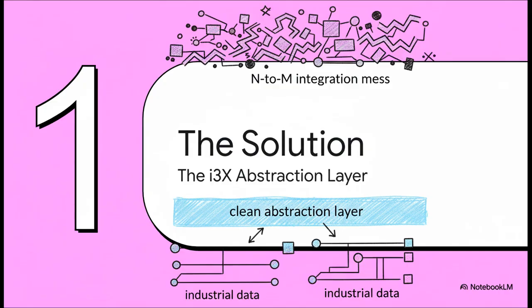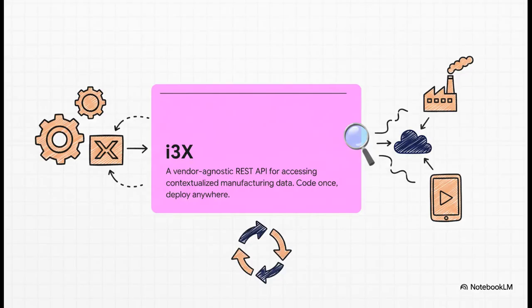So how do we get out of this integration nightmare? Well, the answer lies in building a clean, consistent abstraction layer over the top of it all. And that's where i3X comes in. It's a vendor-agnostic REST API specification designed specifically for contextualized manufacturing data. The idea here is actually really simple. Platforms implement the i3X spec, and then your applications can code against that one single unified spec. You just do it once.